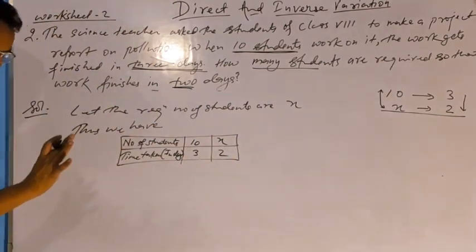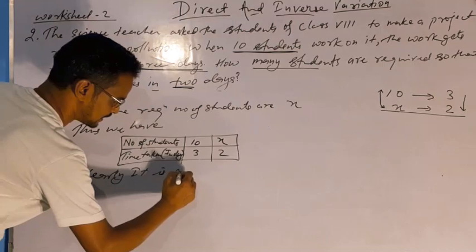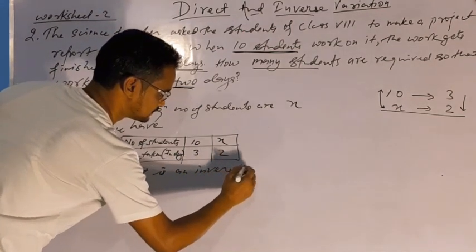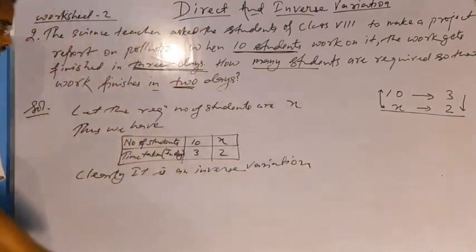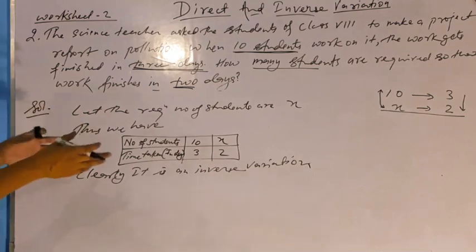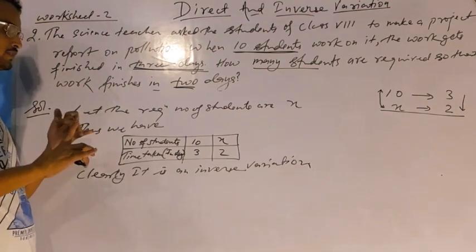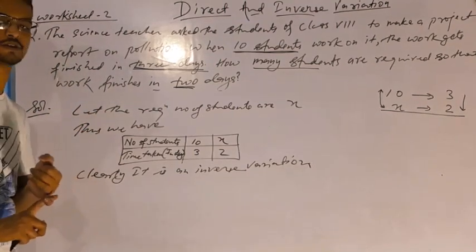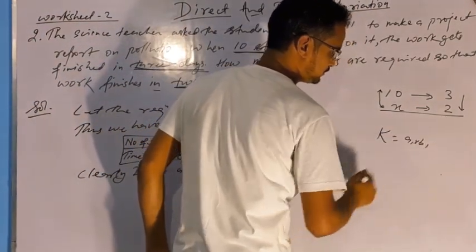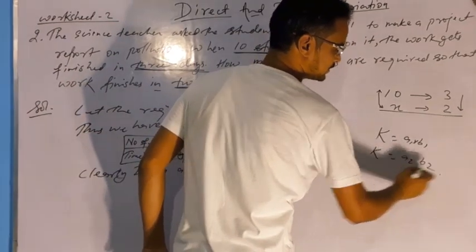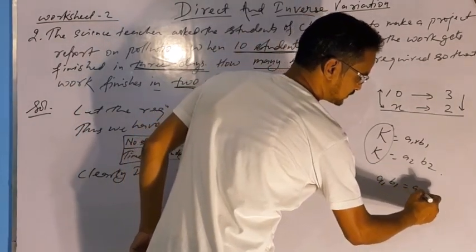Now clearly it is an inverse variation. Then it will be multiplied. We have discussed in the previous worksheet or the introduction part that the constant of variation in the case of inverse variation is the product. K is equal to A1 B1, also K is equal to A2 B2. Here K is constant, so we can equate it as A1 B1 equal to A2 B2.